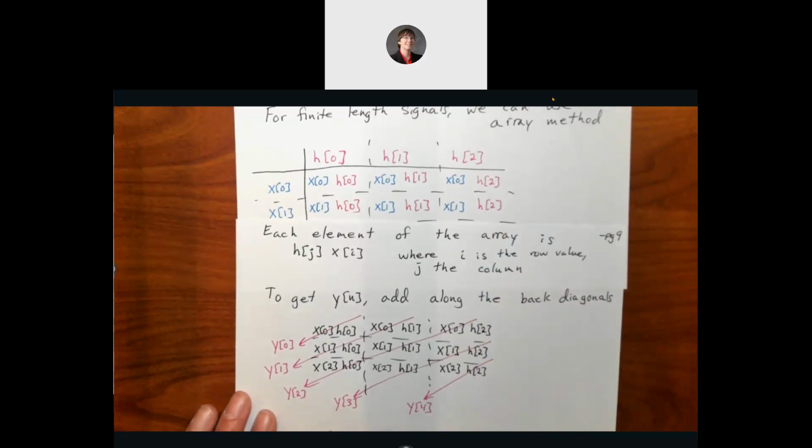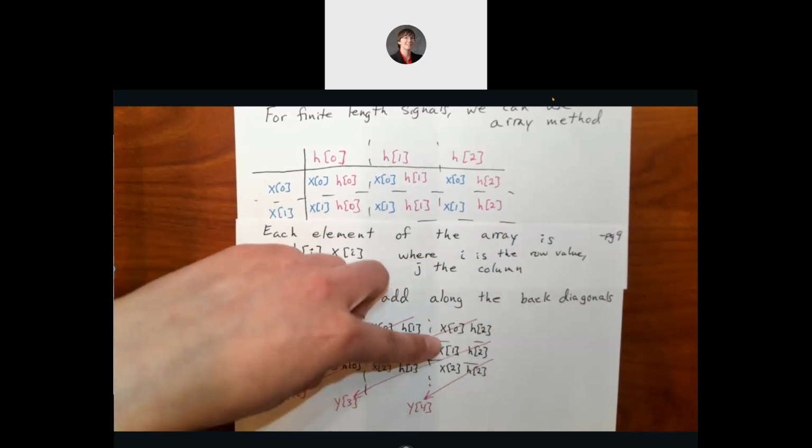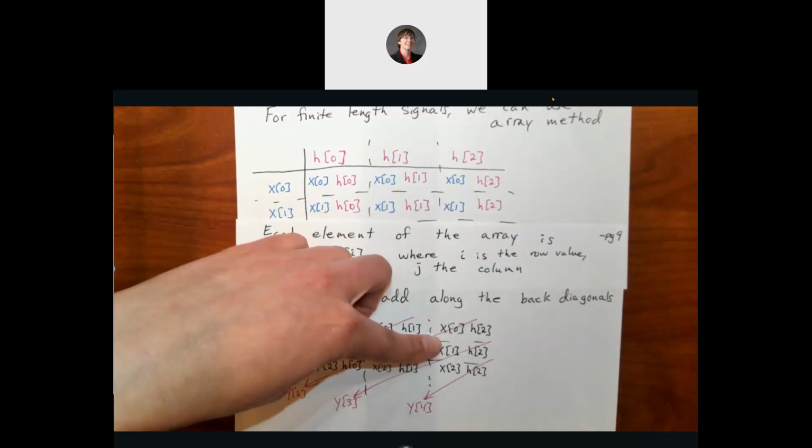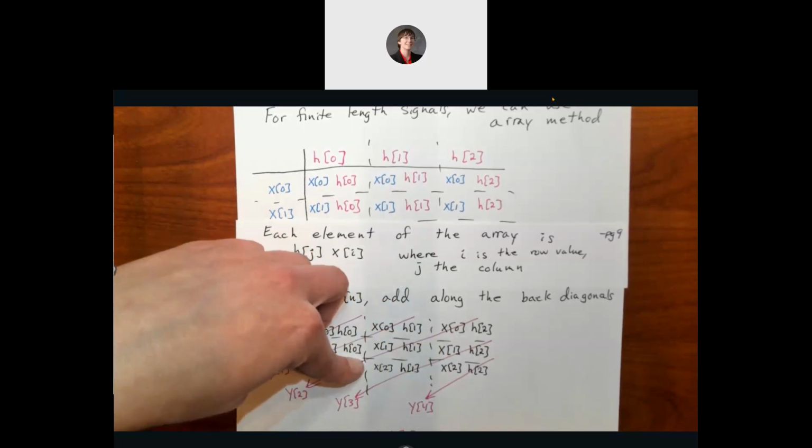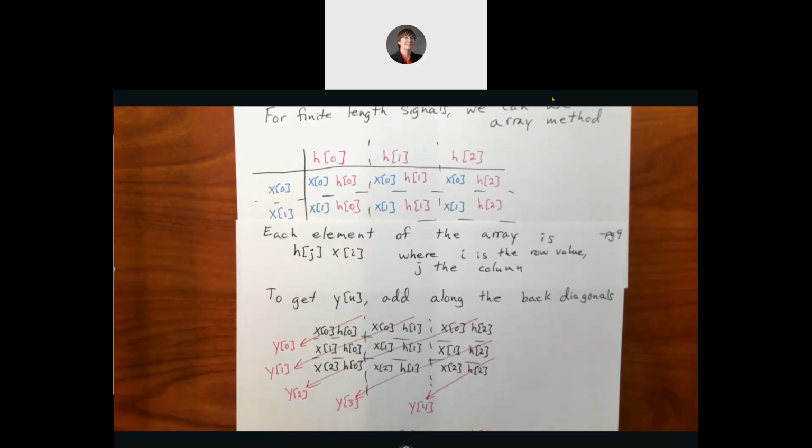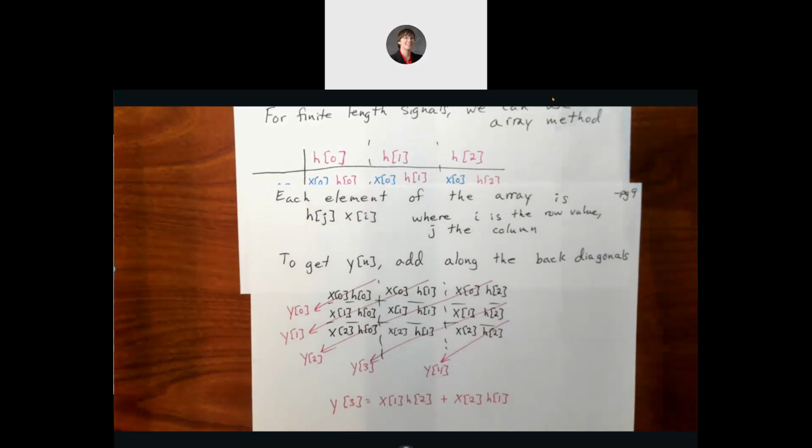And so if we take, for example, looking at y3 here, that y3 would be x1 h2 plus x2 h1.